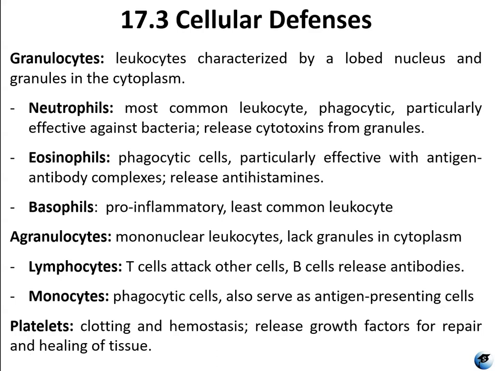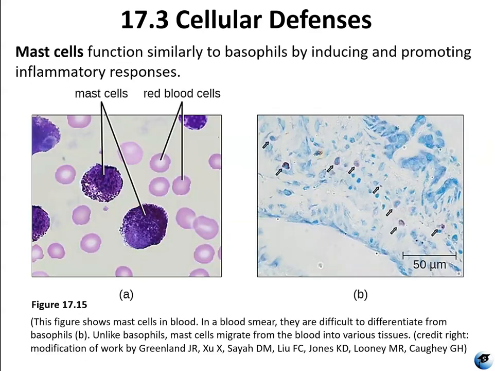This has to do with clotting. And it also has to do with homeostasis and growth factors. Mast cells are similar to basophils. They induce and promote inflammation. This figure shows mast cells in blood, and in the blood smear, they are difficult to differentiate from basophils. But unlike basophils, mast cells migrate from the blood and move into various other tissues. So that is one very distinct feature of mast cells.